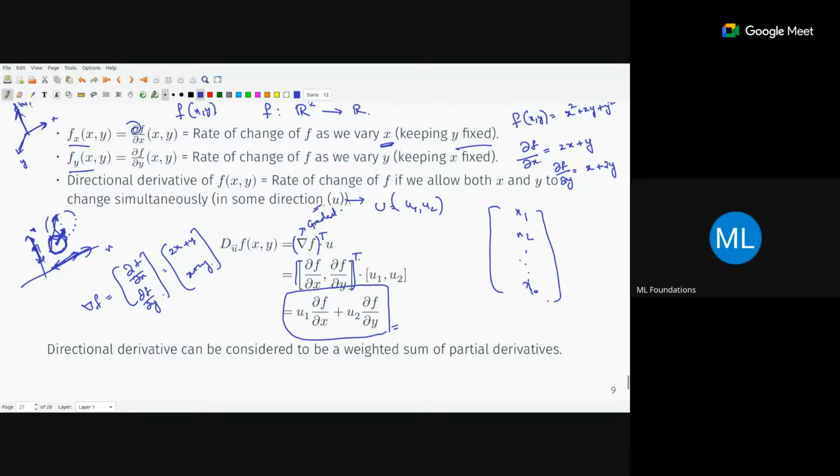So once this direction is given to you, and once del f by del x and del f by del y are given to you, you can compute the directional derivative at some point of the function. The directional derivative is just a weighted sum of the partial derivatives: something multiplied by del f by del x plus something multiplied by del f by del y. That is why it is considered a weighted sum of partial derivatives.